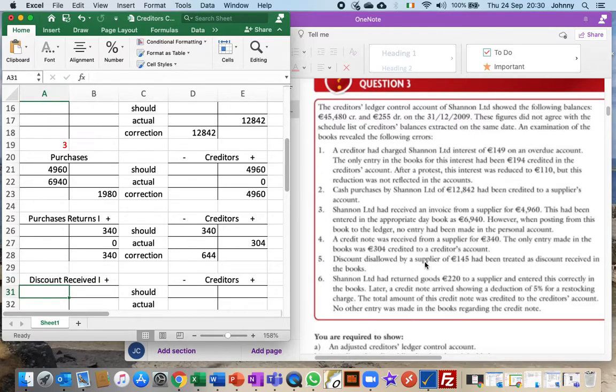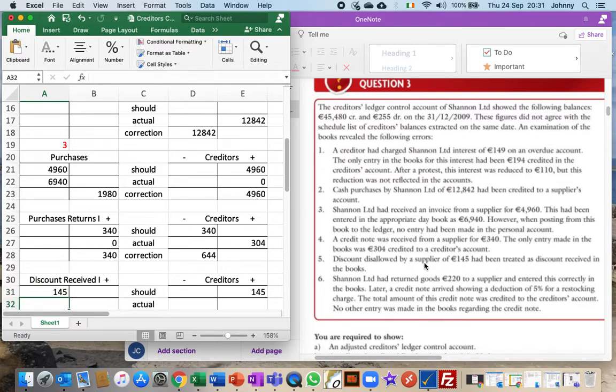Discount disallowed by a supplier. So a supplier, a creditor, did not let me off money. So he changed his mind and said, no, I'm sorry, that money that I've taken away from you, I'm not going to do that now. So it ends up getting added on. So that's 145 is a plus. So my discount received, well, a discount I was given in the past has been cancelled. So I have 145 on the minus side, which is cancelling the discount.